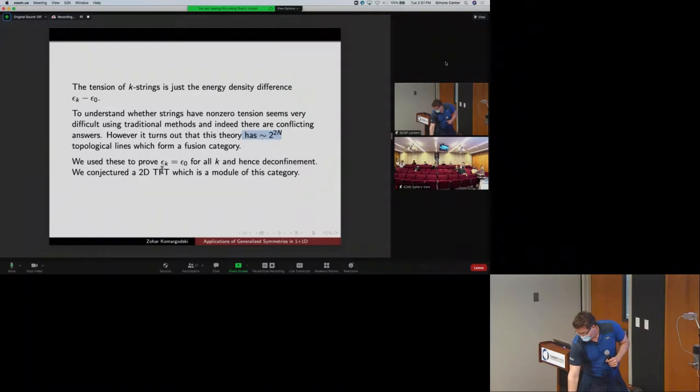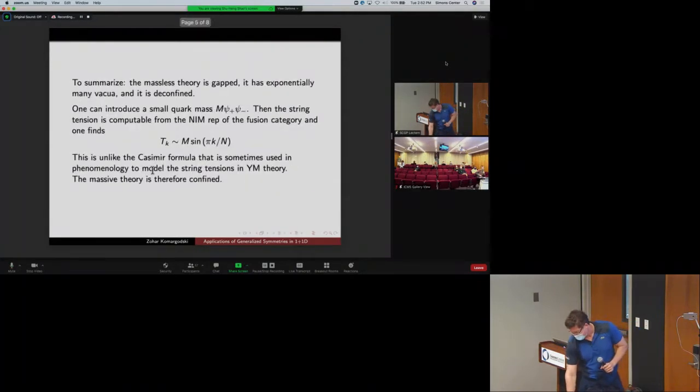In particular, it was possible to prove that there is complete deconfinement, that if you put k strings, they have zero tension in the massless case. The result is that the low energy theory in the massless case is completely deconfined, and furthermore, it's a gapped two-dimensional topological field theory of the Frobenius type. And it's possible to even determine that two-dimensional topological field theory.